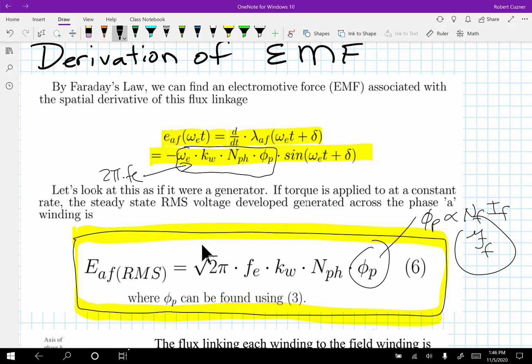So this is where I'm going to end it, with us finally having an open circuit RMS voltage associated with a synchronous machine, and this in fact is what you were measuring in lab 5 in the open circuit test, is this voltage.